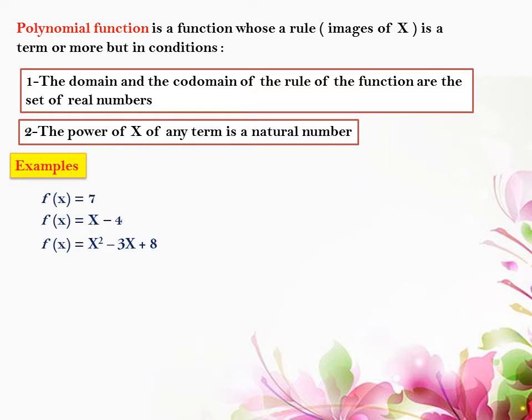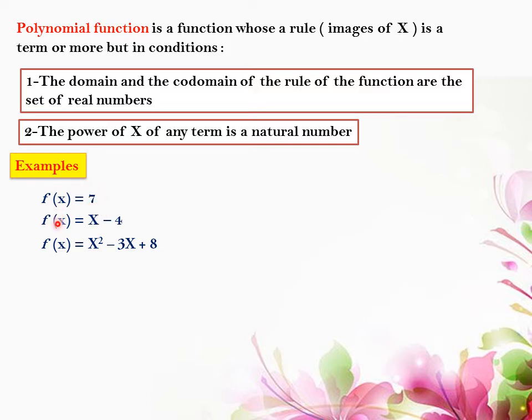We have three examples here. Number one, f of x equals 7, f of x equals x minus 4, f of x equals x power 2 minus 3x plus 8. Where is the rule here? The rule in the first example is 7. This polynomial function consists of one term, which is 7.